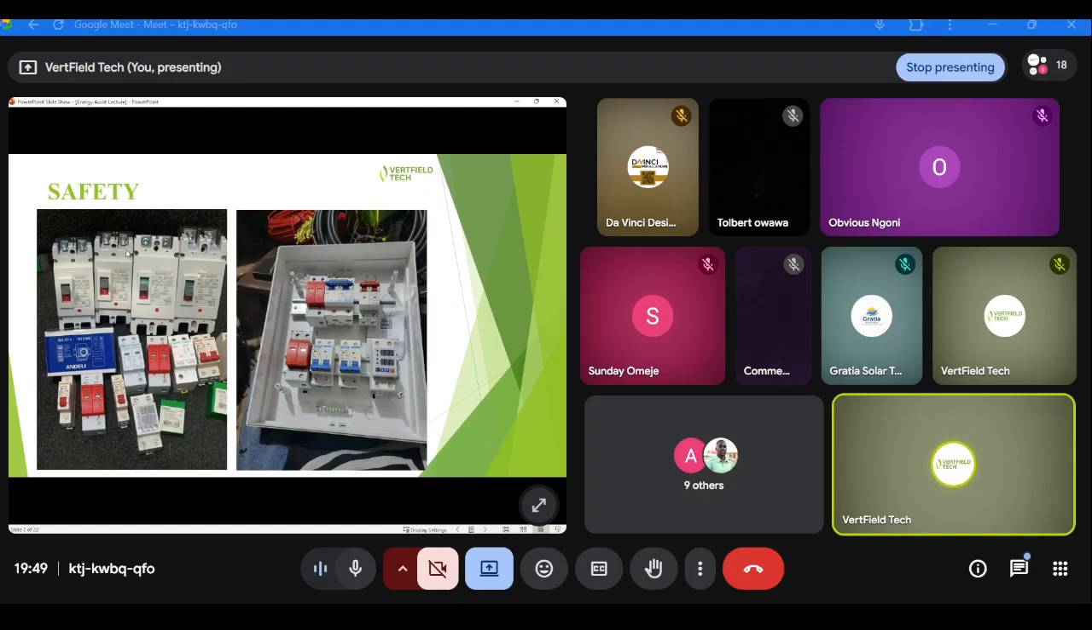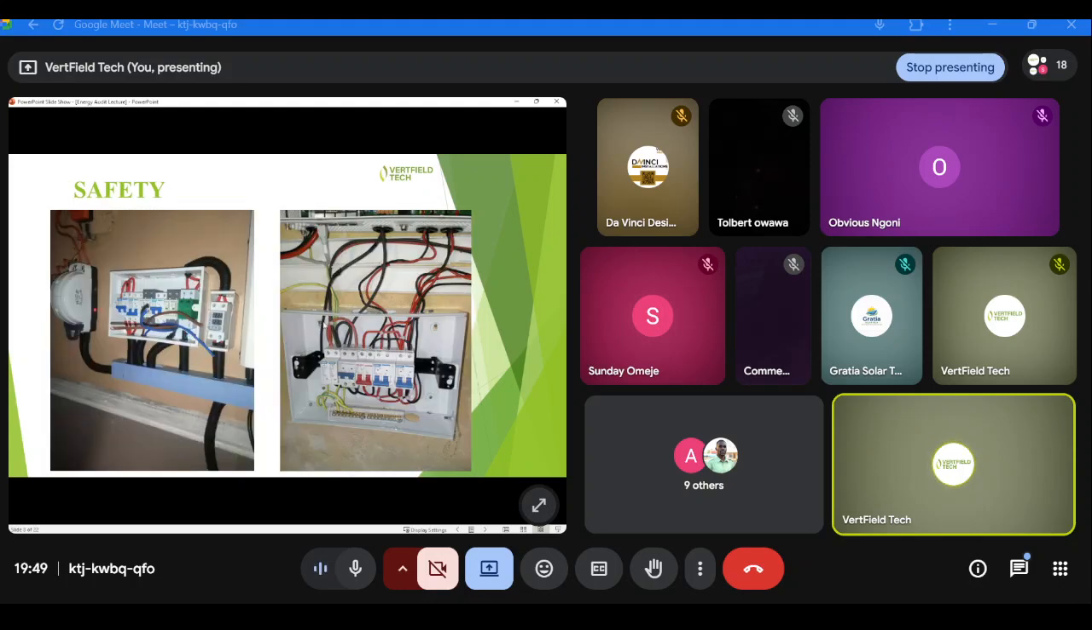As you can see on my screen, there are various types of breakers. You have the one you call the MCB, you have the one you call the MCCB. How well do you know these breakers? At what point are you expected to use your MCB, and at what point are you expected to use your MCCB? You also have the automatic voltage monitors here as well.